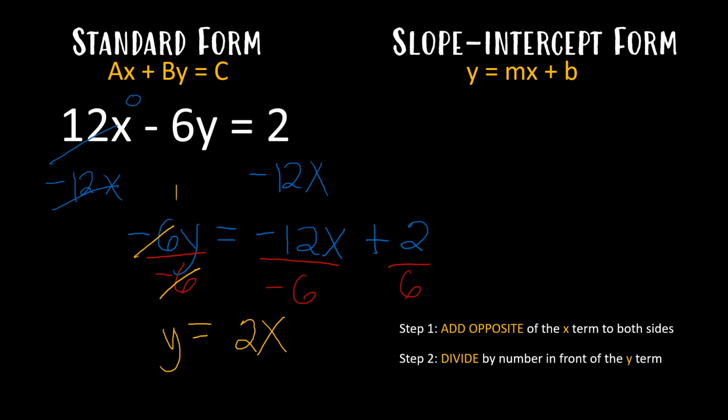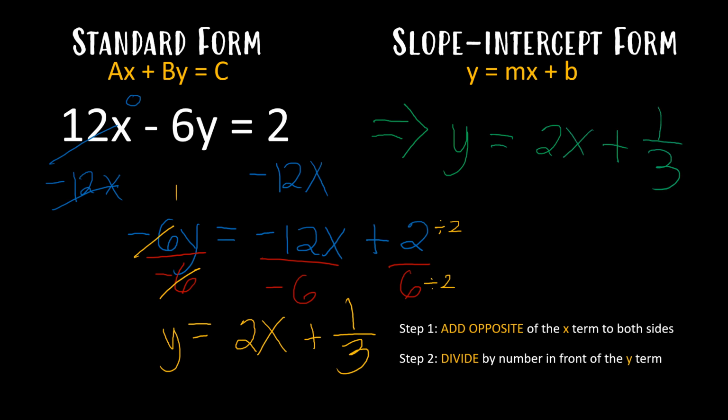Okay, hindi natin pwede i-divide yung 2 by 6, pero pwede natin siyang i-simplify, dividing 2 by 2 and then 6 by 2. So, therefore, that will be 2 divided by 2 is 1. And then 6 divided by 2 is 3. So, that's the final answer. So, yung 12x minus 6y equals 2. Transforming or converting it to slope-intercept. So, that will be y equals 2x plus 1/3. So, that's all. So, ganun lang siya kasimple.